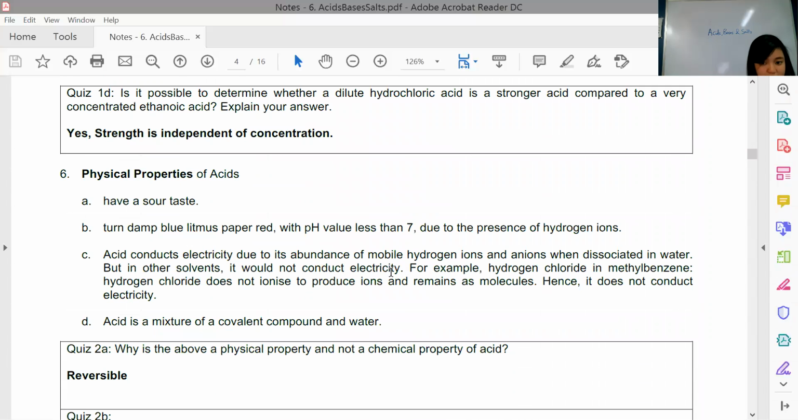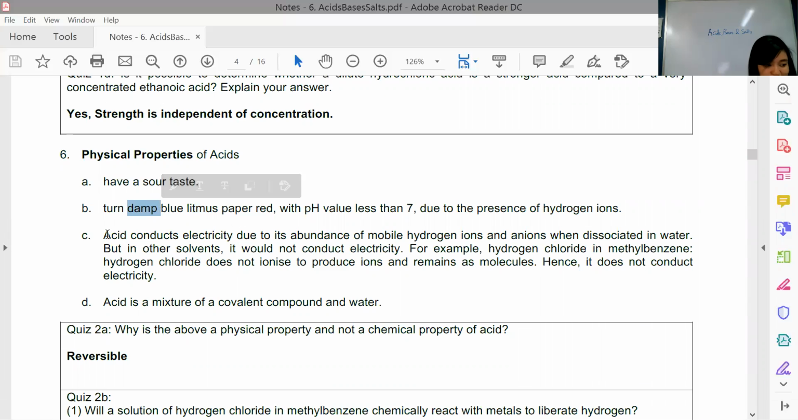Let us now look at the physical properties of acids. For acids, they have a sour taste. They will turn blue litmus paper red. We will include the word damp if we are testing for acidic gases. And acids will conduct electricity due to the abundance of mobile hydrogen ions and anions when it's dissociated in water.